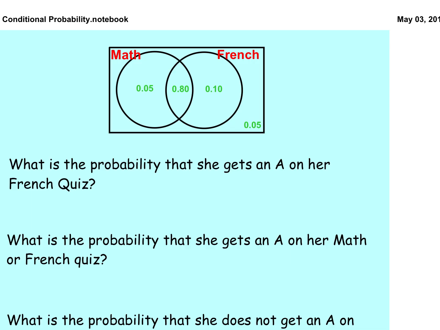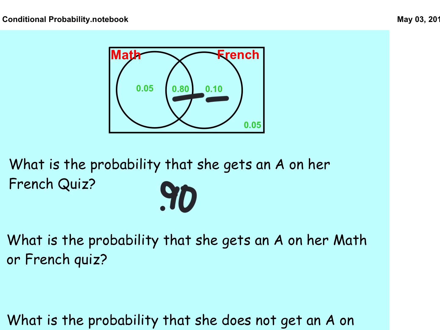Alex, what do you say? A on her French quiz. 90%. You are correct. You didn't fall for the 0.1 right there. You knew that this person also got an A on the French, so that's 90.